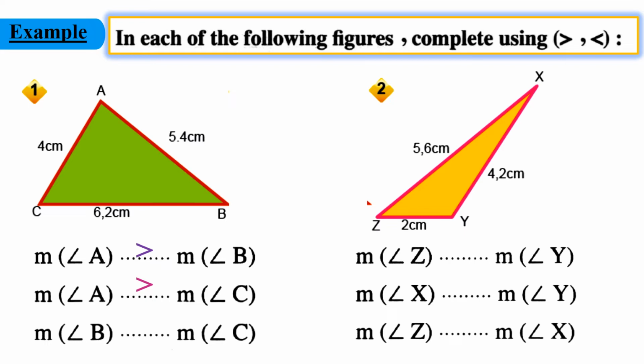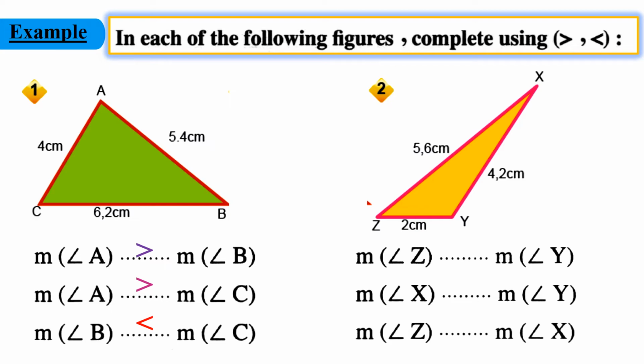Okay, the next one, the measure of angle B and the measure of angle C. The measure of angle B is opposite to AC, which is equal to 4, and the measure of angle C is opposite to the side AB, which is equal to 5.4. So which is greatest, 4 or 5.4? So the measure of angle C is greater than the measure of angle B. And we can write it as the measure of angle B is less than the measure of angle C. Next figure here, XYZ.